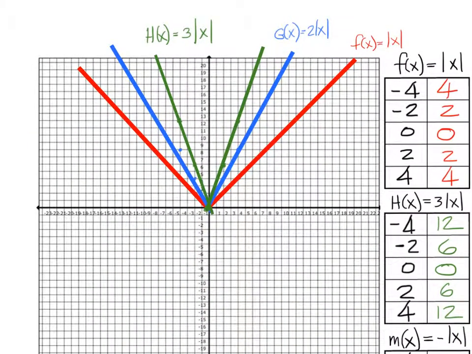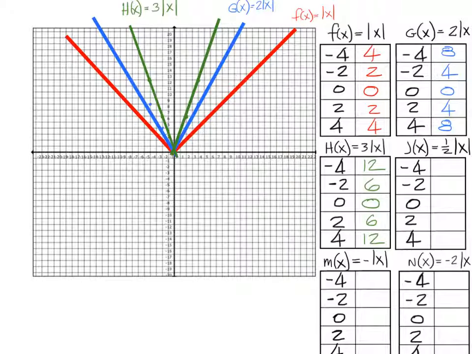Now go back and take a look at these. Here's the absolute value of x here in the red. When we multiplied it by 2, here in the blue, it shrank. Now what happened after we increased that number and multiplied by 3? It shrank some more. So the higher the number is that you multiply the absolute value of x by, the thinner the graph is going to get.